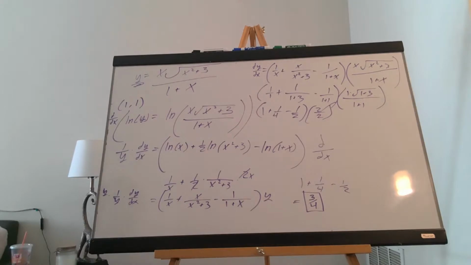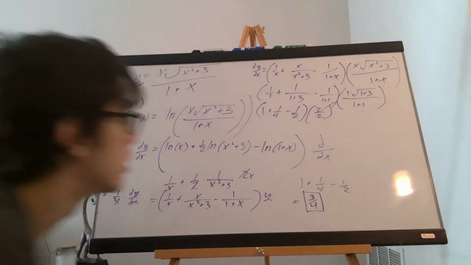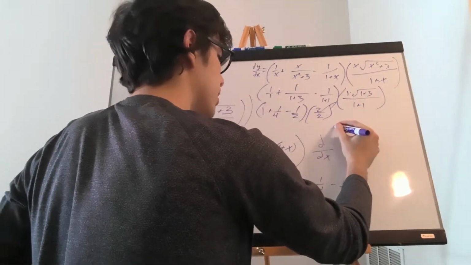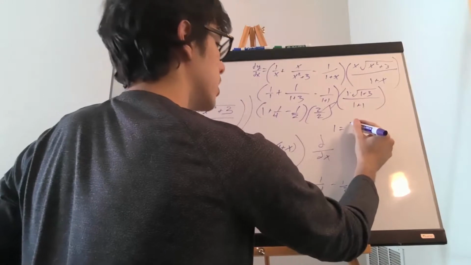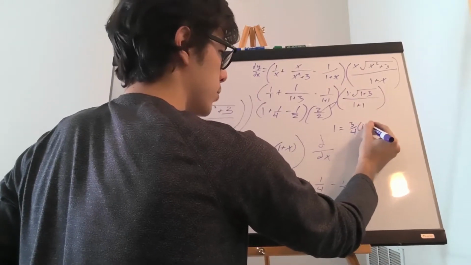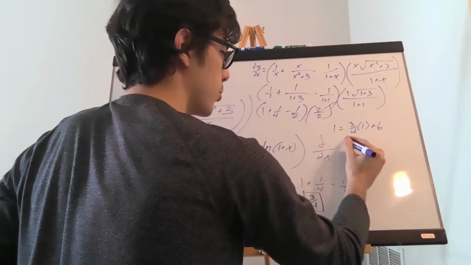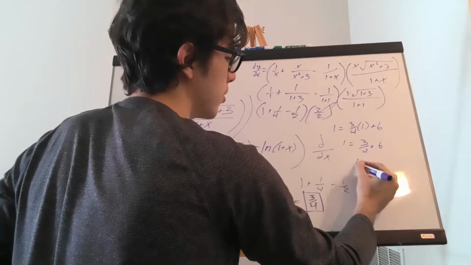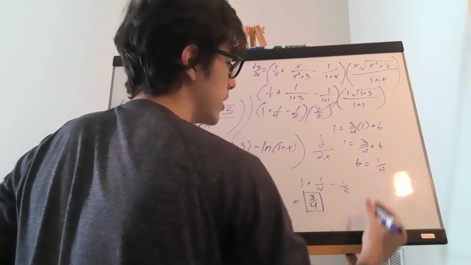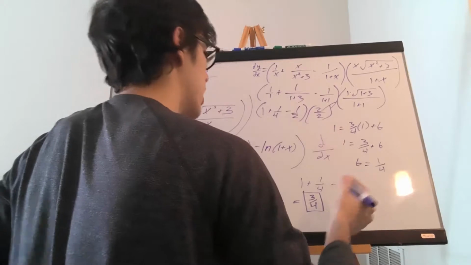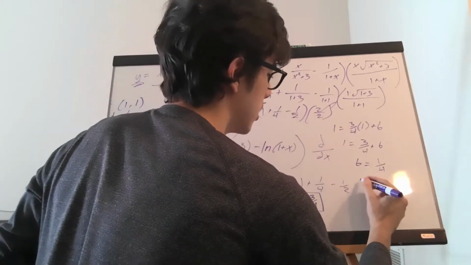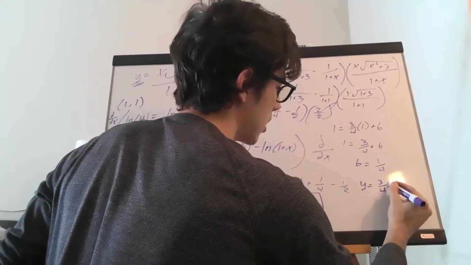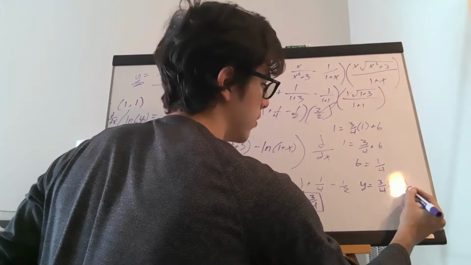So now all we have to do is y equals mx plus b. We're just going to plug in our y value, which is 1 equals 3 over 4 times 1 plus b. So we get 1 equals 3 over 4 plus b. So thus b is equal to 1 over 4. And our tangent line at that point is going to give us y equals 3 over 4 x plus 1 over 4.